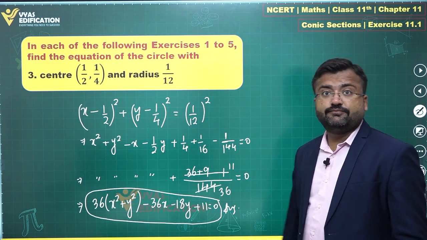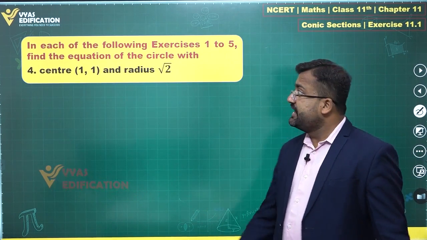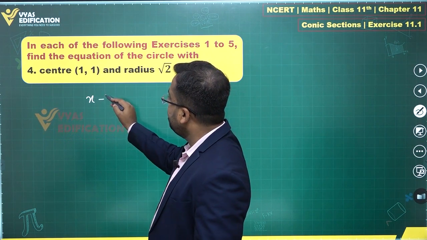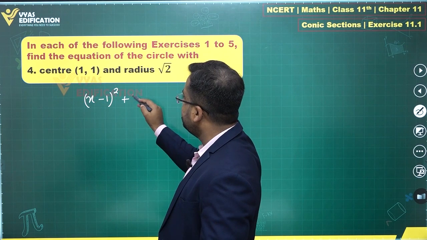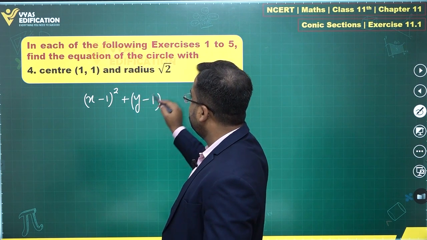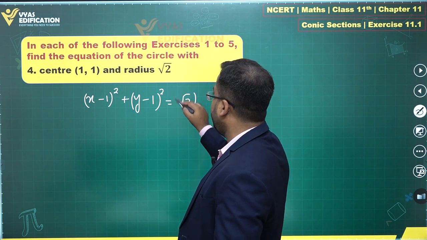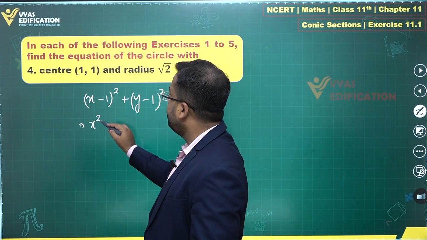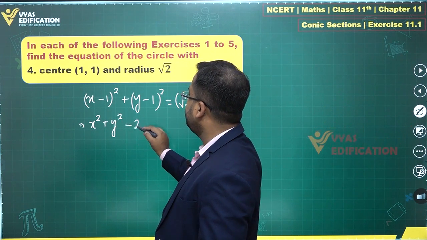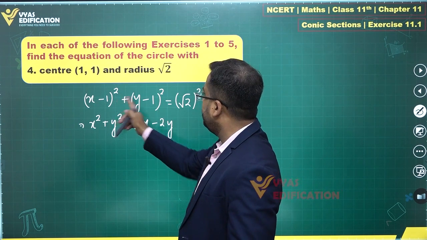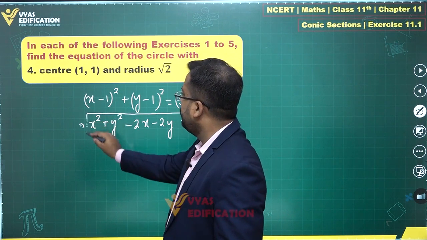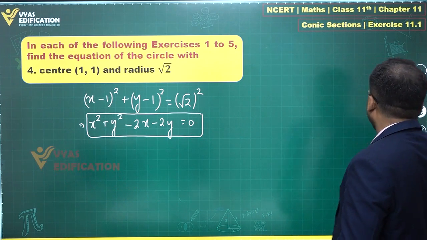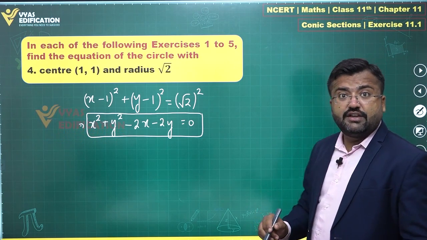This is the third question. The fourth question says center is 1 comma 1 and radius is root 2. In this case, the equation will be x minus h whole square plus y minus k, k is again 1, squared is equal to radius squared. This is what you have, and this will simplify to x square plus y square minus 2x minus 2y, and 1 plus 1 is 2, minus 2 is also 2, which will become 0. This is what you get. So that's the complete equation for this particular circle. Okay, let's move on to the next one after this.